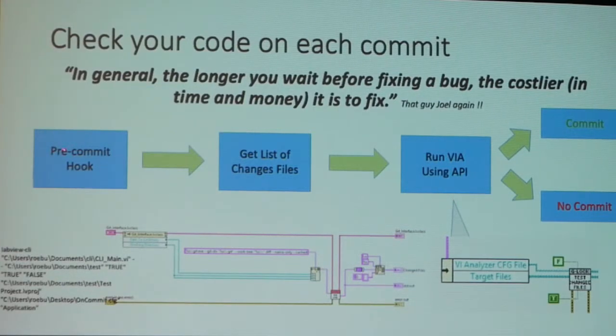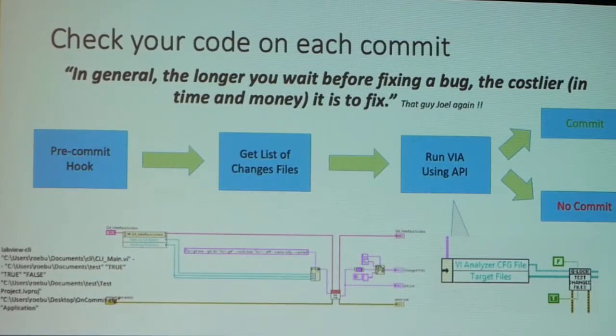So I'm not going to go into too much detail. I'll be giving a presentation later in the week, a step-by-step guide on how to implement this. But what we use is something called a pre-commit hook that allows us to run a series of actions when we commit code to source code control. And one of the things that I do is I say, okay, when I'm committing, let me get a list of all the files that have changed. What's changed? Because I only care about stuff that's changed. Let's get that list and let's run the VI Analyzer using its API.